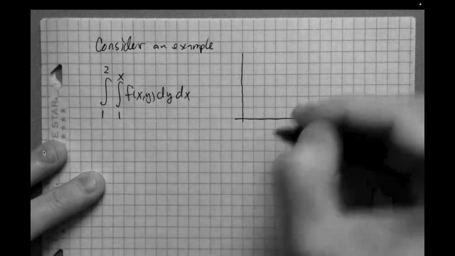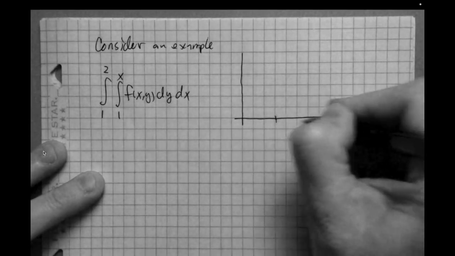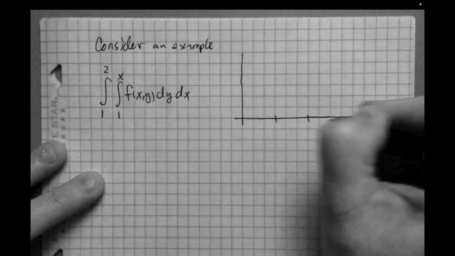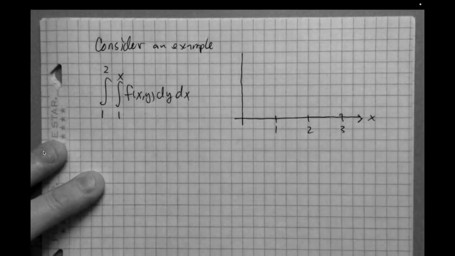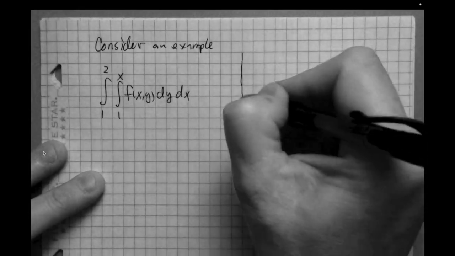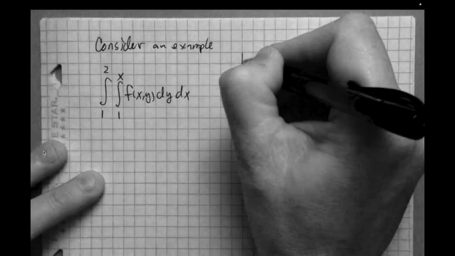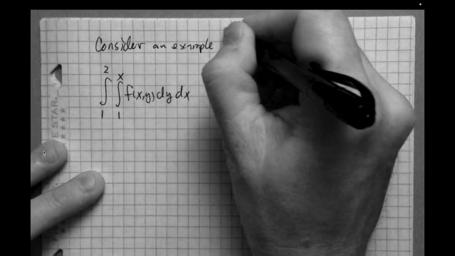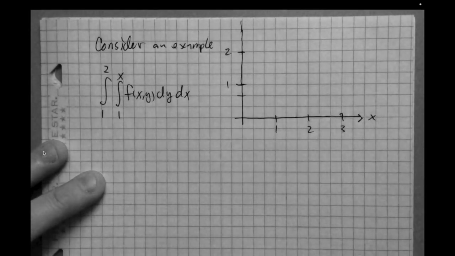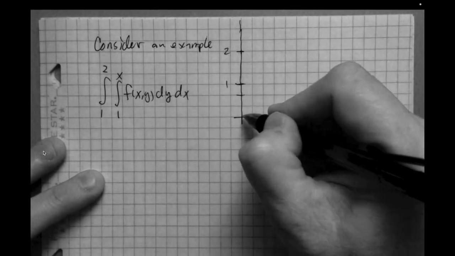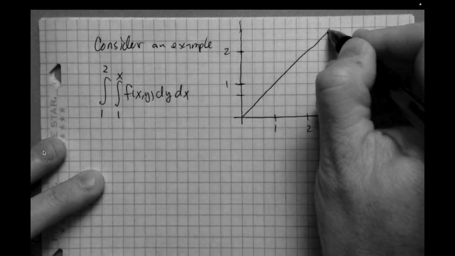Okay, so let's see. Make it nice and large here. Okay, you've got your x-axis, and I want to make it a little bigger. 1, 2, okay, and you've got your y-axis. Now let's say we've got a function here, simply y equals x.